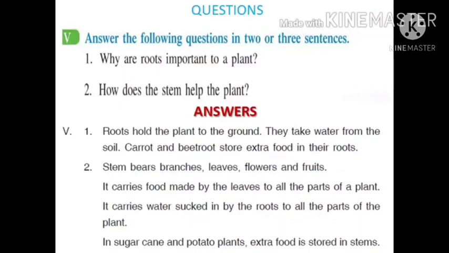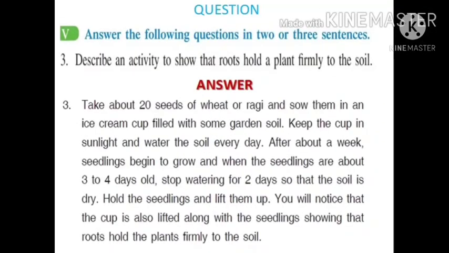Second question, how does the stem help the plant? Answer, stem bears branches, leaves, flowers and fruits. It carries food made by the leaves to all the parts of a plant. It carries water sucked in by the roots to all the parts of the plant. In sugarcane and potato plants, extra food is stored in their stem.